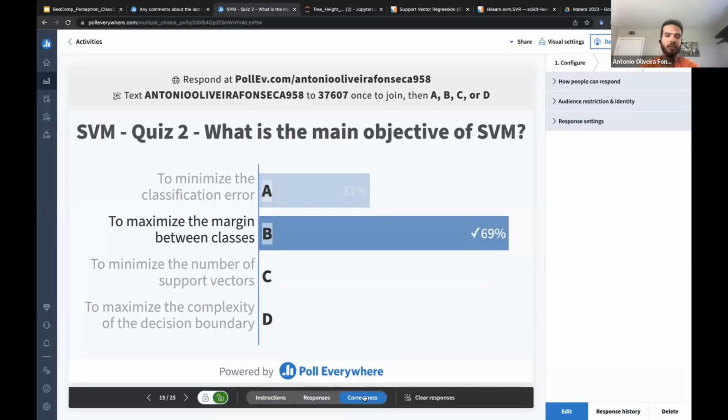As you remember, I'm not trying to minimize the classification error per se, because if it was just classification error, we would be shooting for any decision boundary that would separate the classes, which is not the only component of the loss that I'm trying to minimize. I'm also trying to find the optimal hyperplane, which implies that I'm trying to maximize the margin between the classes. So people got it right.